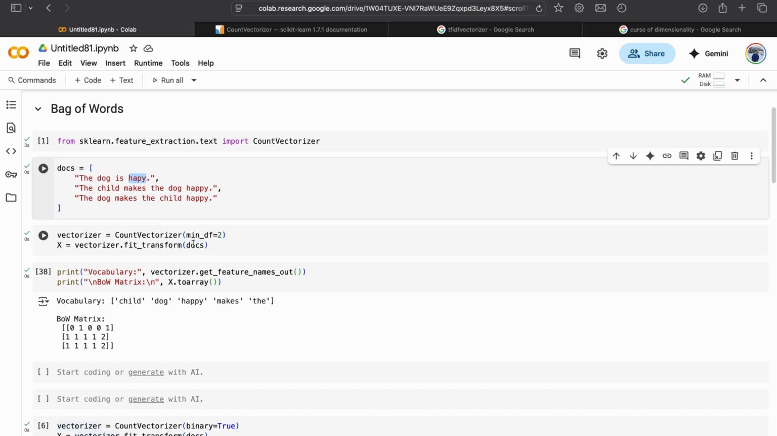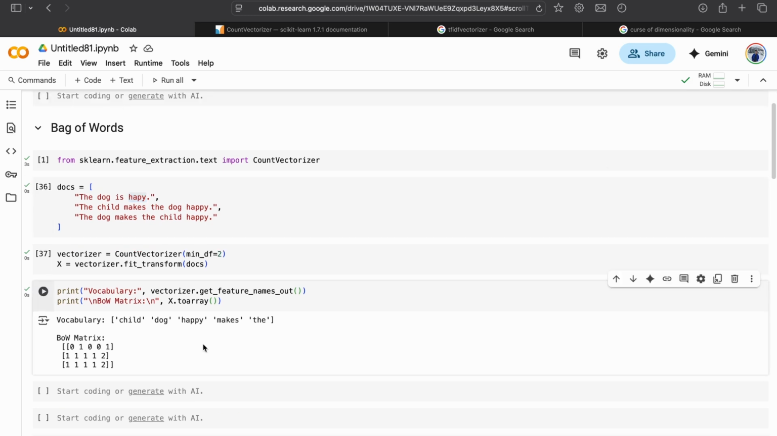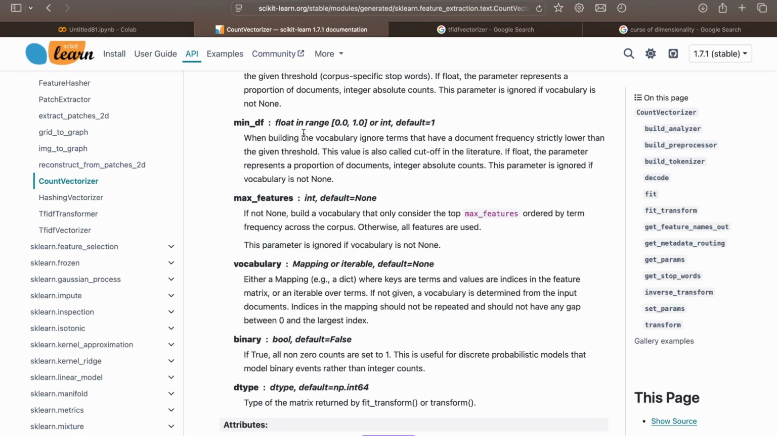And the idea in max df is that some word might occur in all the documents or most of the documents, like "the". And if it is occurring in most of the documents, then it might not be very useful. It might be just a word which is present everywhere, so it's not having any significant information. Okay, and let's look into other parameters.